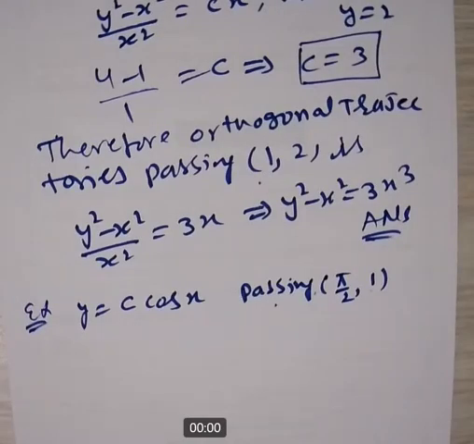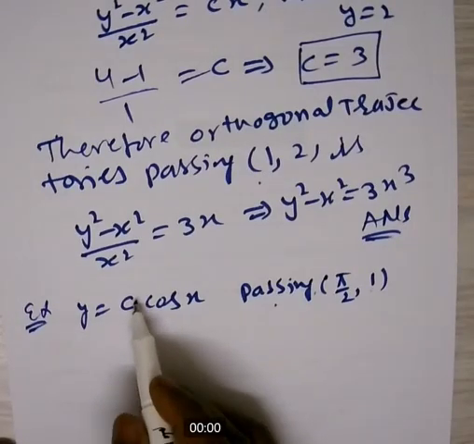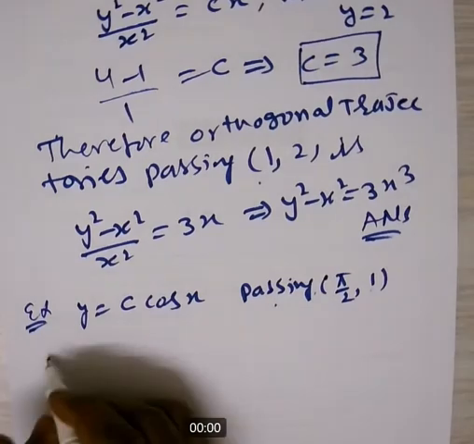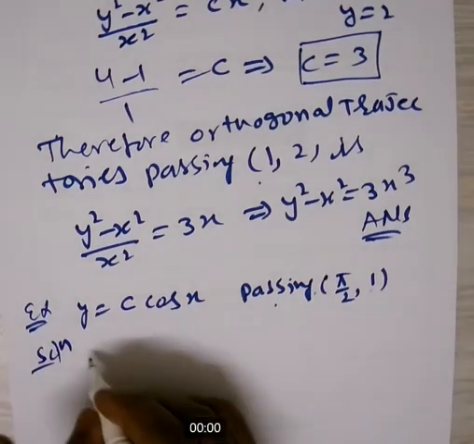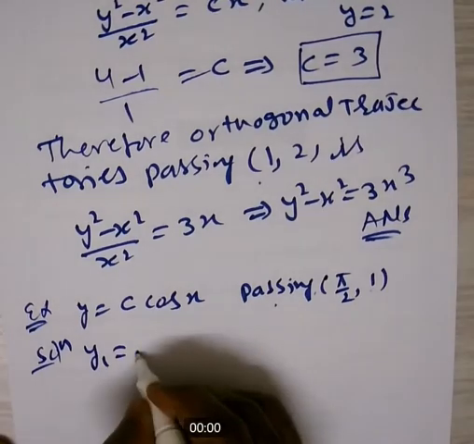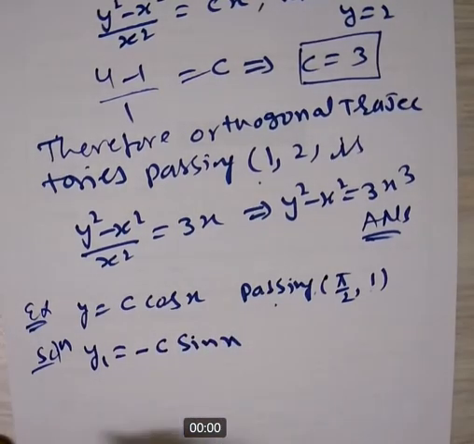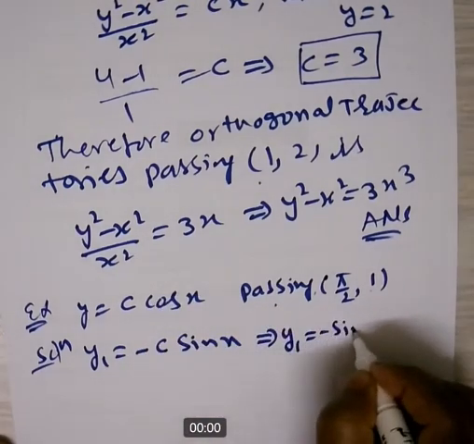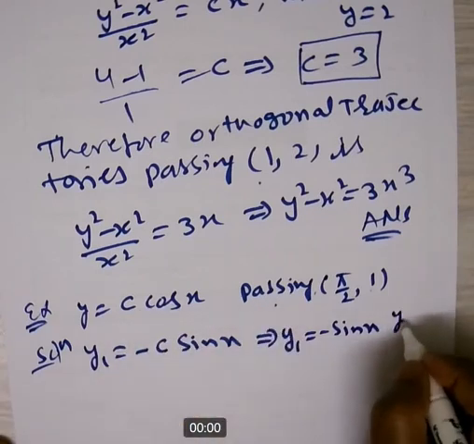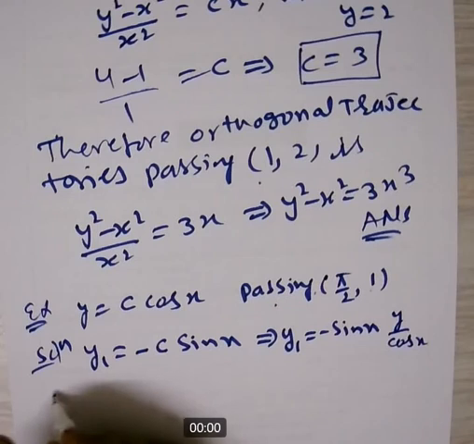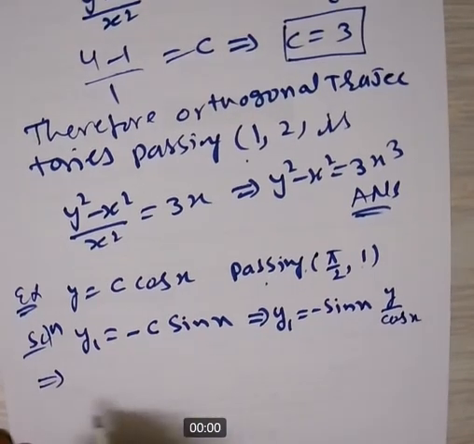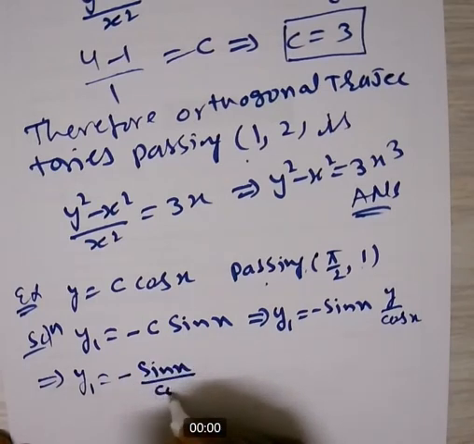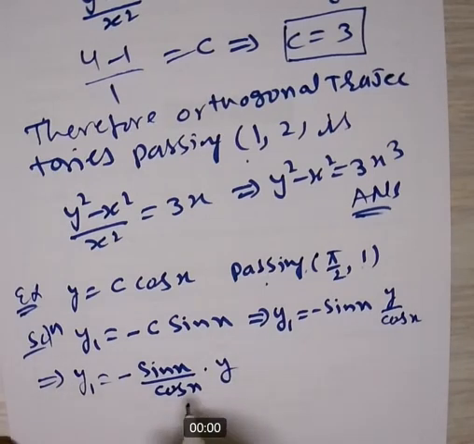Another example is that find the orthogonal trajectory of y is equal to c cos x, where c is parameter which is passing through pi by 2 comma 1. So what you have to do, c means one parameter. So for the solution of that one, you have to differentiate one time. So dy dx is equal to minus c sine of x. Now replace the c from this and this one. So it becomes y1 is equal to minus of sine x, and c means here y divided by cosine of x. Now this differential equation becomes y1 equal to minus sine x divided by cosine x into y. So this one is the formation of differential equation.